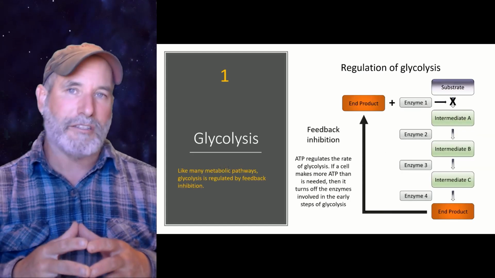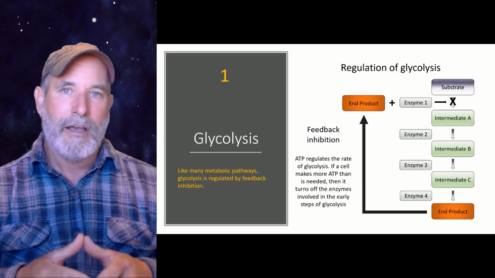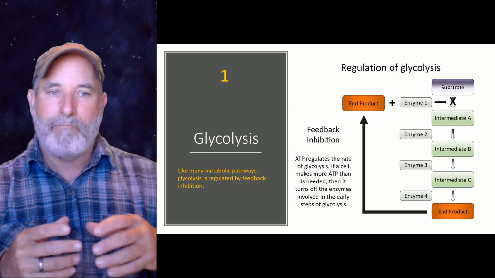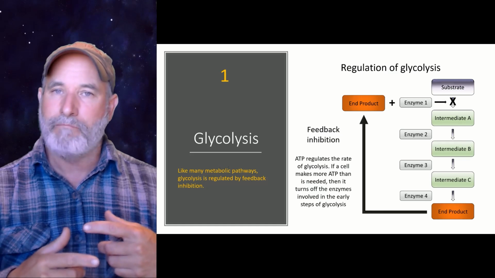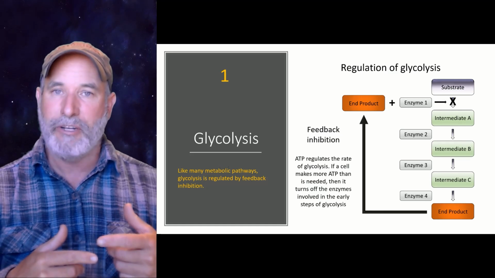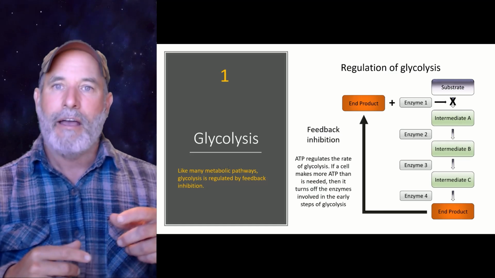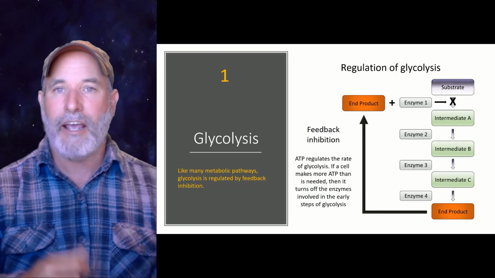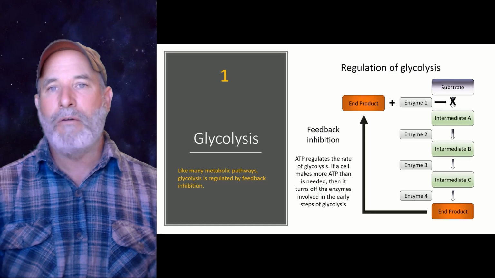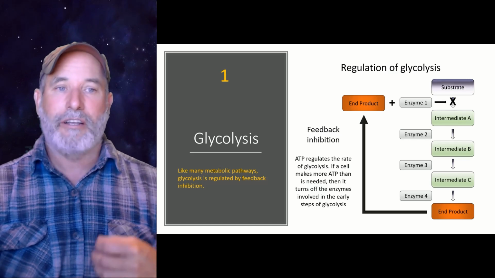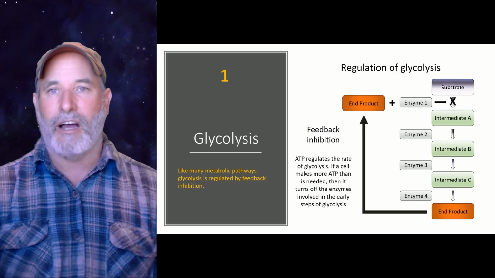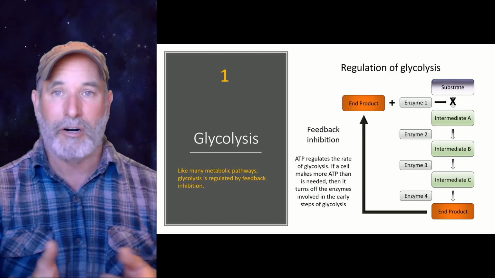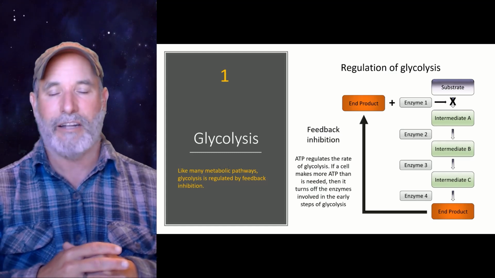Now, glycolysis is a metabolic pathway. It is a series of 10 chemical reactions, okay? And it's also regulated by what is called feedback inhibition. What that means is, as the cell produces more and more ATP, if it doesn't use the ATP, then ATP will actually allosterically inhibit one of the early enzymes in glycolysis and slow the entire reaction down so you don't build up too much ATP inside the cell.